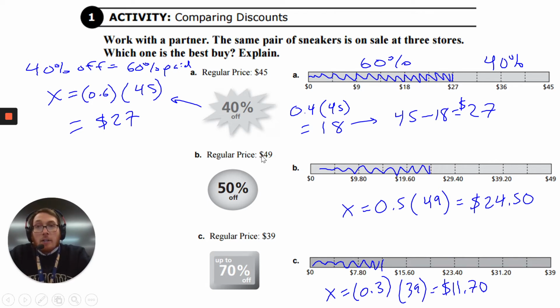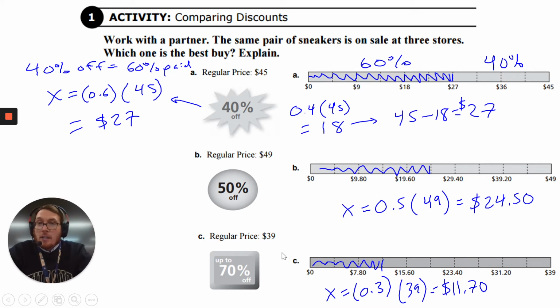Next one is $49, same item, but it's 50% off. So 50% paid is the same as 50% off, so I just take 1/2 or 0.5 times 49, $24.50. So between A and B, B would be the better option. It's the same pair of sneakers, might as well buy it at the cheaper place.